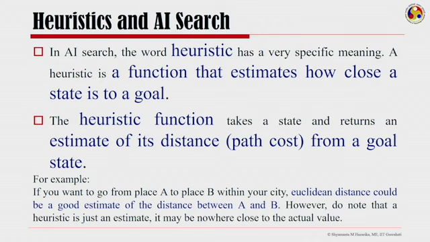Like if you want to go from place A to place B within your city, Euclidean distance could be a good estimate of the distance between A and B. However, we need to note that the Euclidean distance may not give the correct distance between A and B. The actual distance would be different. What the Euclidean distance is giving us is an estimate of the distance between A and B, and it may be nowhere near close to the actual value.